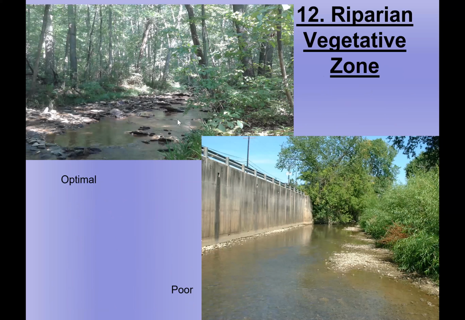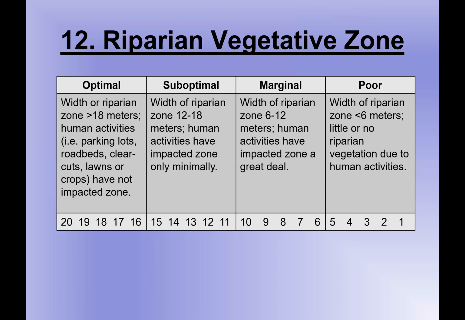This is what we're looking for, wide riparian buffer zones, as opposed to encroachment from development of some sort, roads, infrastructure, you name it. With the riparian zone, we want it to be at least 18 meters. So significant, 12 to 18 for suboptimal, 6 to 12 for marginal, and anything less than 6 meters, which is basically 18 feet, is really poor.